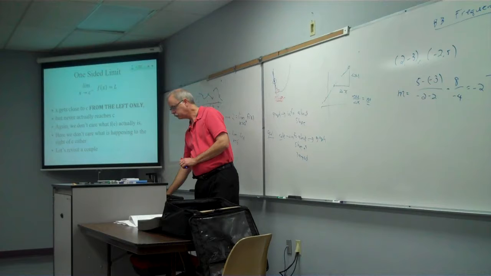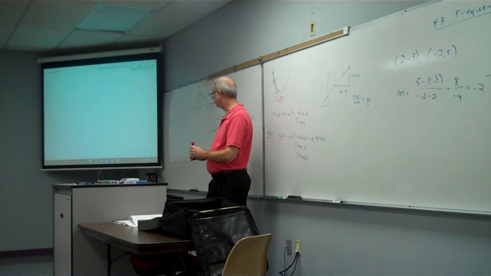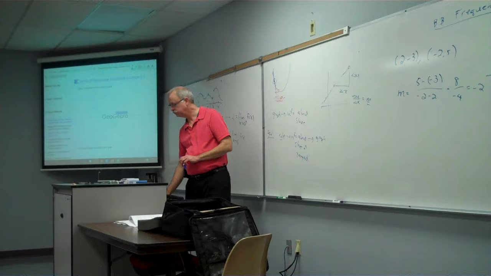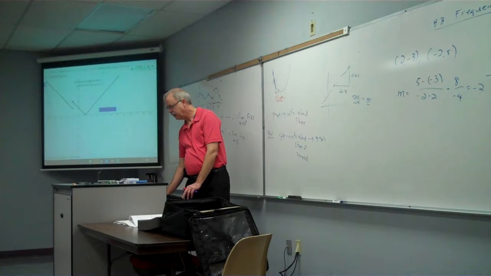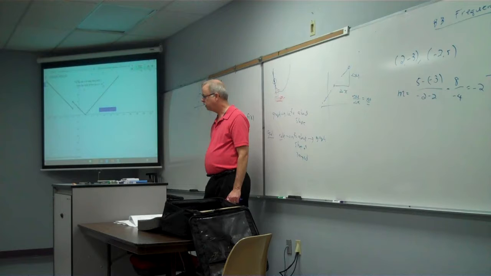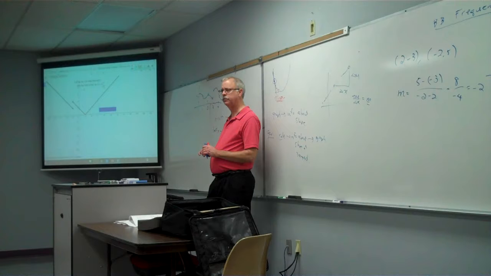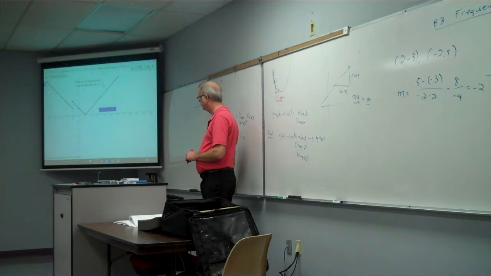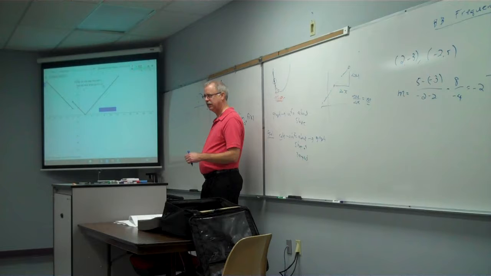So let's look at a couple more examples just to kind of illustrate that. So here, we've got the limit as x approaches negative 2 from the right. What would you say the limit as x approaches negative 2 from the right is for this particular graph? We'll do this one with a clicker because I don't have clicker questions for it. Anybody brave enough to volunteer an answer?